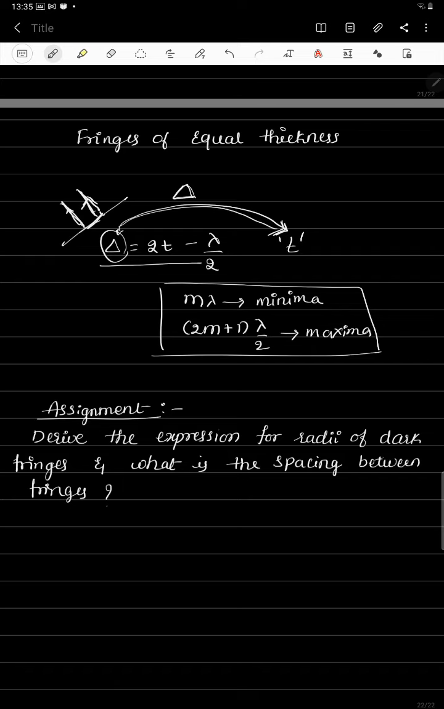Here this concept is completed. Take the assignment question: derive the expression for the radii of dark fringes in the case of Newton's rings, and what is the spacing between the fringes? Thank you.